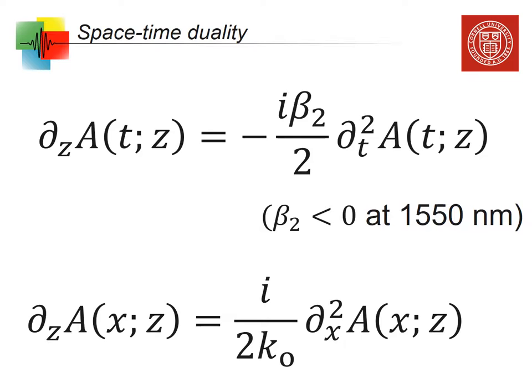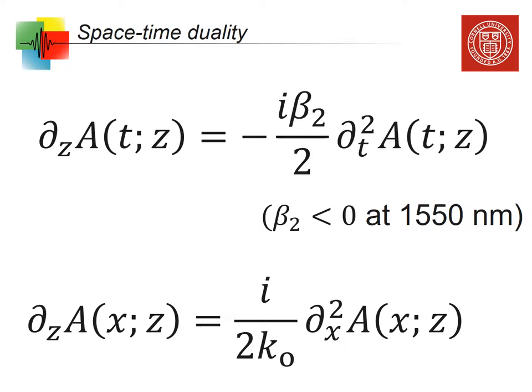If we look in the limit of small angles and relatively narrow band pulses, we get equations that look like this. These are wave equations for the electric field envelope propagating along one spatial dimension, and we're looking at the envelope in one time dimension or one spatial dimension. These are wave equations, and they have pretty much the same form. In fact, they have exactly the same form up to these factors.